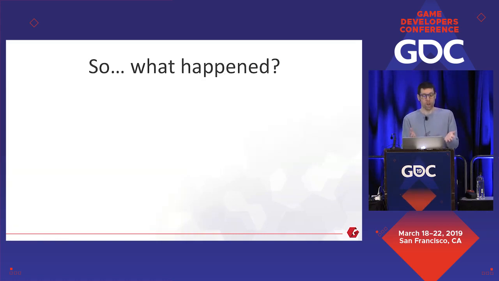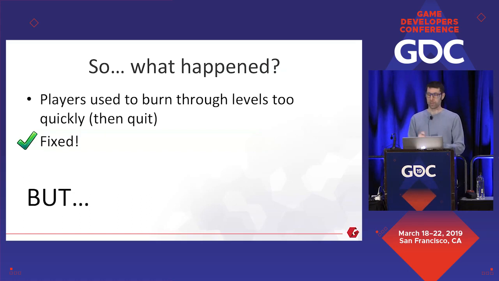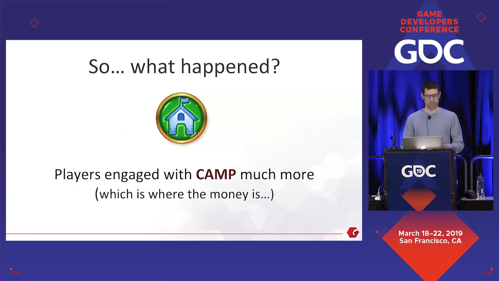So what happened? Why did we do this? Well, players had been burning through all the levels too quickly and then quitting. And what do you know? This rebalance fixed it. Yay. That's what we were trying to accomplish, and it worked well. But, and there's a big but here, it's a good one though, the big unexpected win here was that players began to engage with the camp game much, much more. All that time that they could not spend in levels, they started to spend in camp.